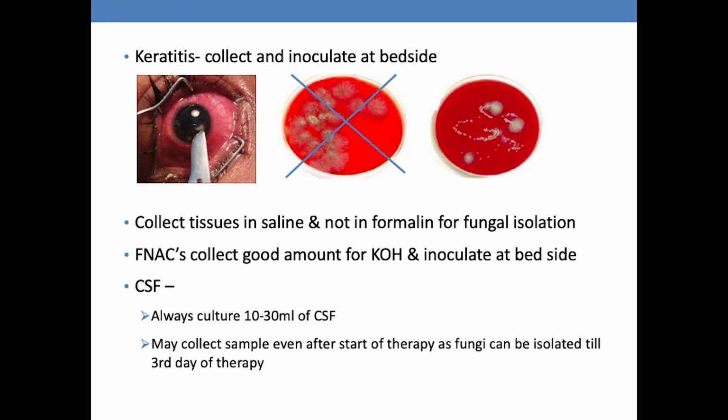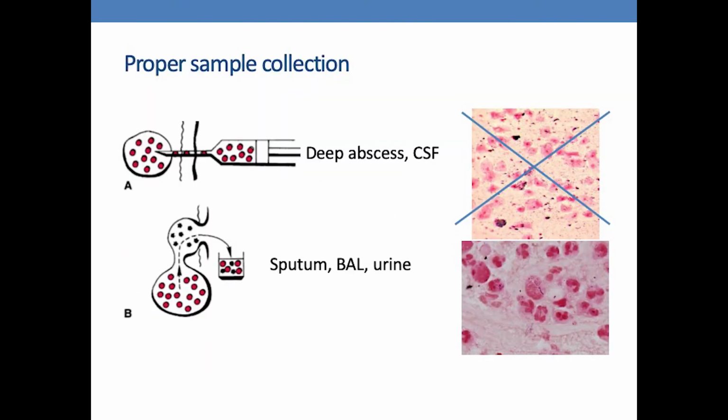For CSF samples, just 1 ml of CSF may not help. Especially in Cryptococcus meningitis, clinicians generally tap a lot of CSF to reduce the intracranial pressure. Try to collect as much CSF as possible and do centrifugation, that is very important. If you have a pus sample, that is easier. You can do the aspiration from that material.